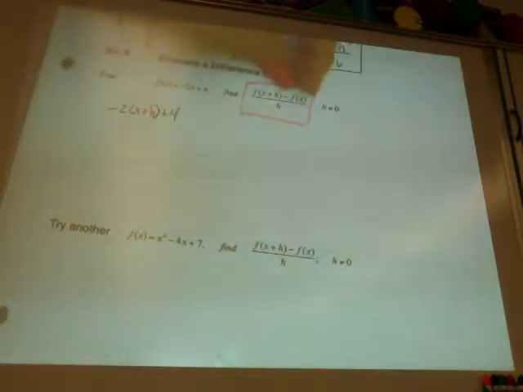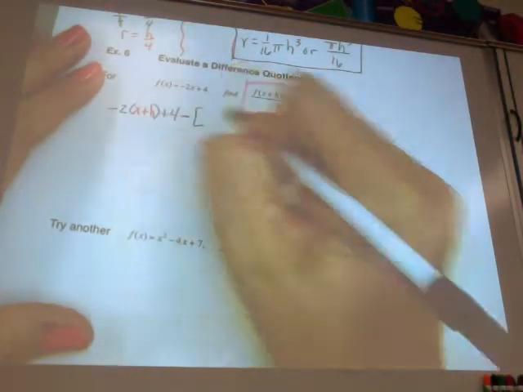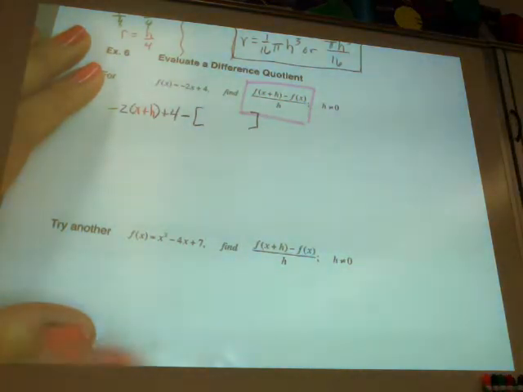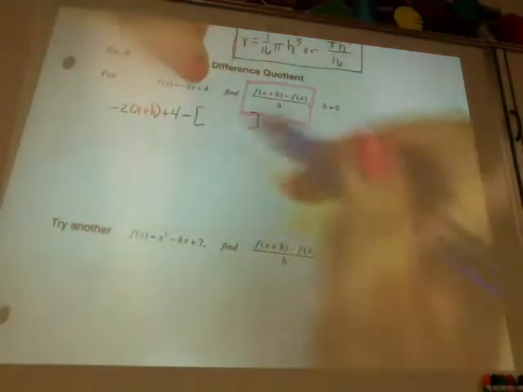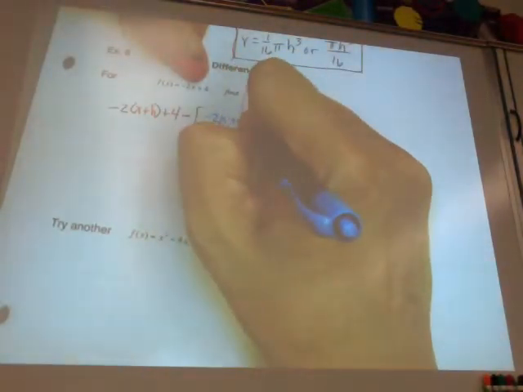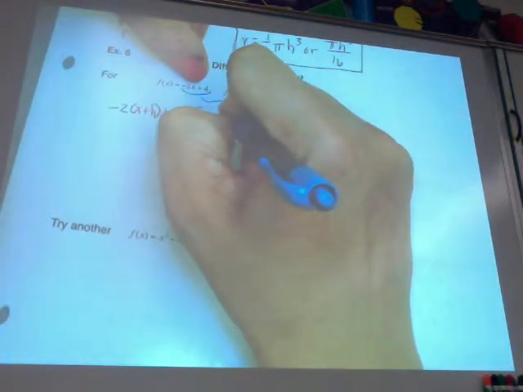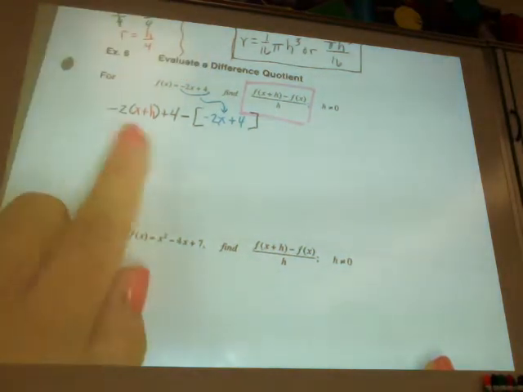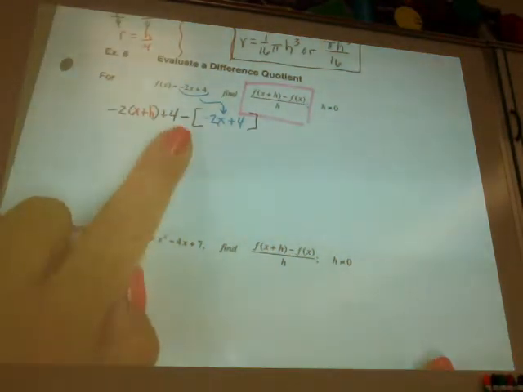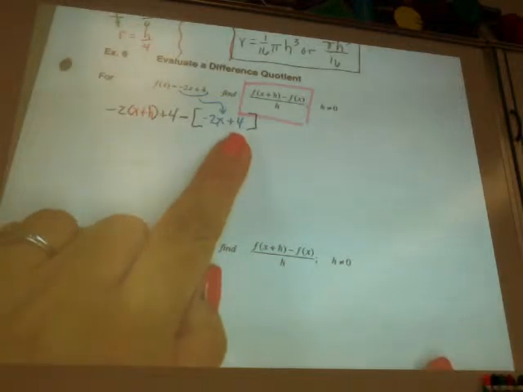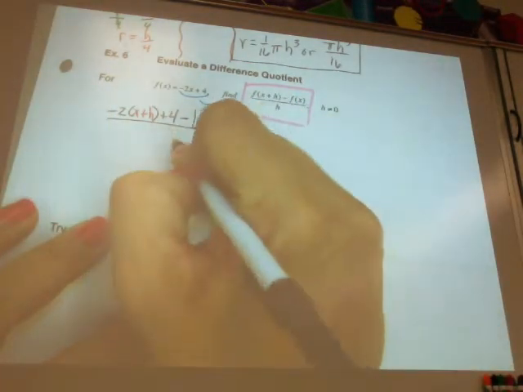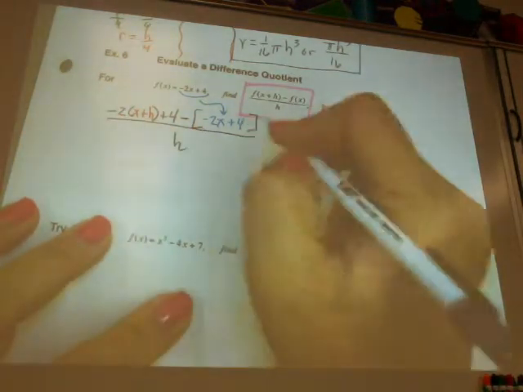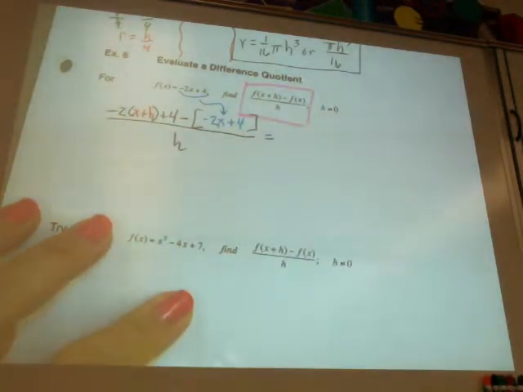Then I have to subtract the function of x. So then we are going to subtract, and if I were you, I would use brackets in here. You're going to subtract the function of x. This is the function of x: negative 2x plus 4. It's going directly to there. So this right here is f of x plus h. This is minus f of x. And then it's all over what? H.